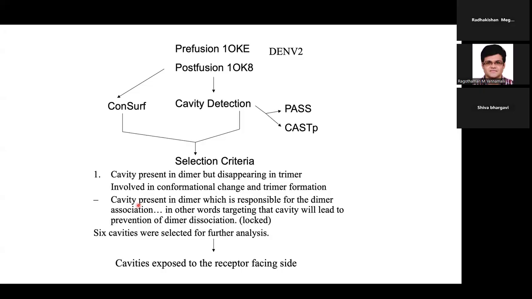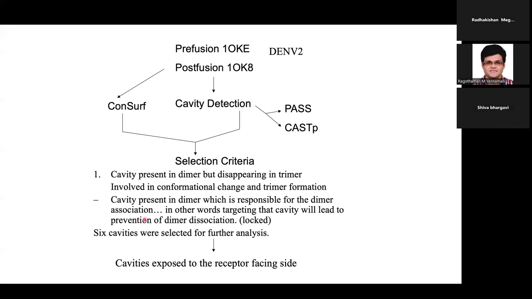So the first criteria we used was cavity that is present in the dimer but disappearing in trimer. Means when we use these two tools to identify cavities in the pre-fusion and the post-fusion conformation, you want to have a cavity that is present in the dimer form, but in the trimer form, that cavity is no longer present. What function will this cavity have? It will be involved in a conformational change and the trimer formation.